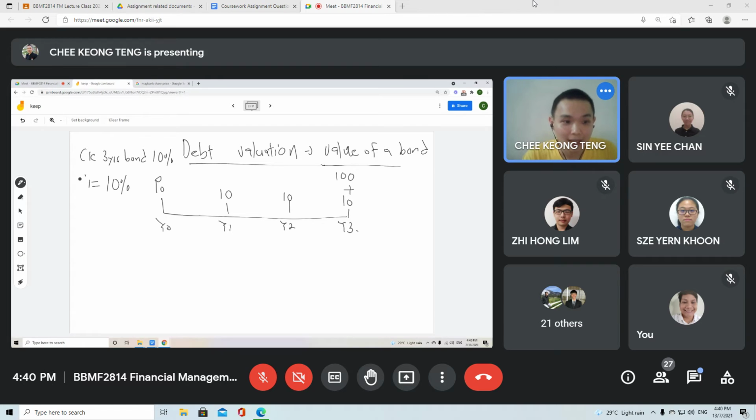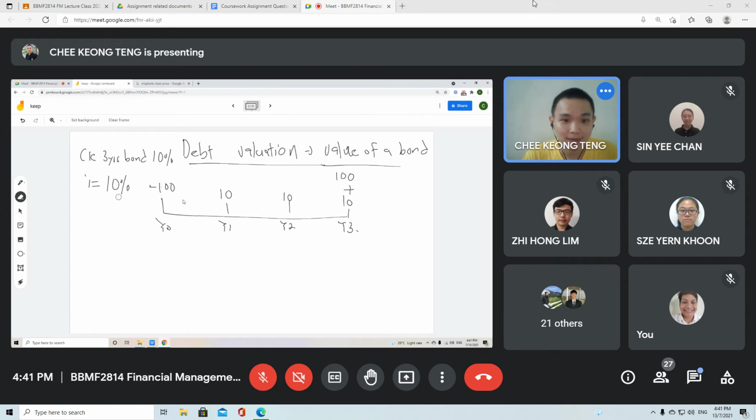Because why? Just now you remember, you pay 100. It's a new bond, so new bond definitely you pay 100. At the end, you get back 100. So is there any capital gain or capital loss? No. So you pay 100, at the end you get back 100 for that bond. So no gain, no loss. The only return you get is the coupon. Every year 10 ringgit. So that's why your coupon is 10%. The interest you get is 10%. The real return you get is also 10%.